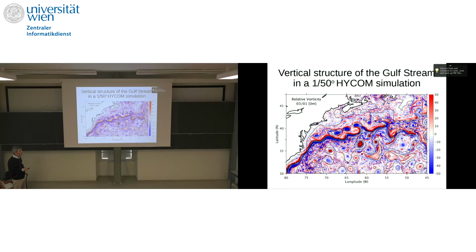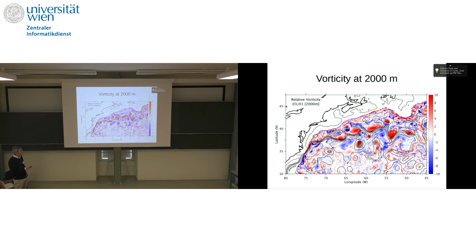I said, have you looked at the vertical structure of these eddies and of the meanders in particular? And he said, no, we haven't done that. And I said, would you like to? Yes, great. So he started sending these fields. This is the relative vorticity at 2,000 meters, about halfway down through the water column. And what I've got here is these curves.